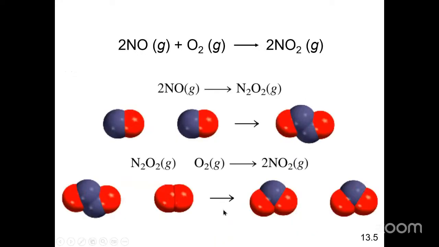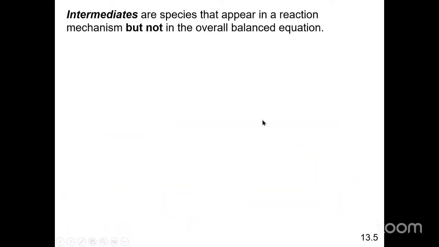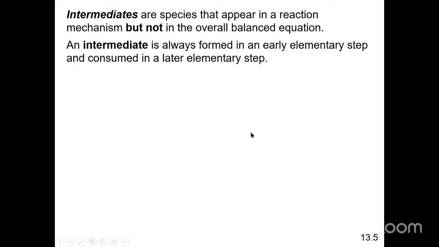So this is just a pictorial representation of the mechanism where you have the two NO molecules coming together to form N2O2, and then the N2O2 molecule reacts with the oxygen to form the final product, which would be 2 molecules of NO2.